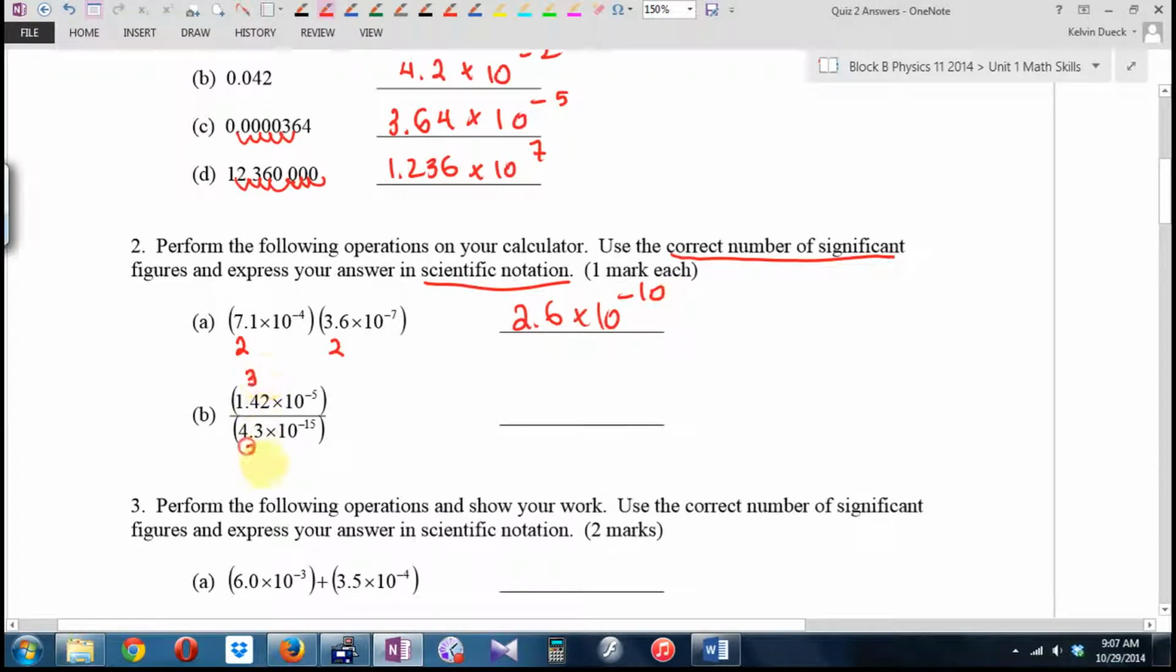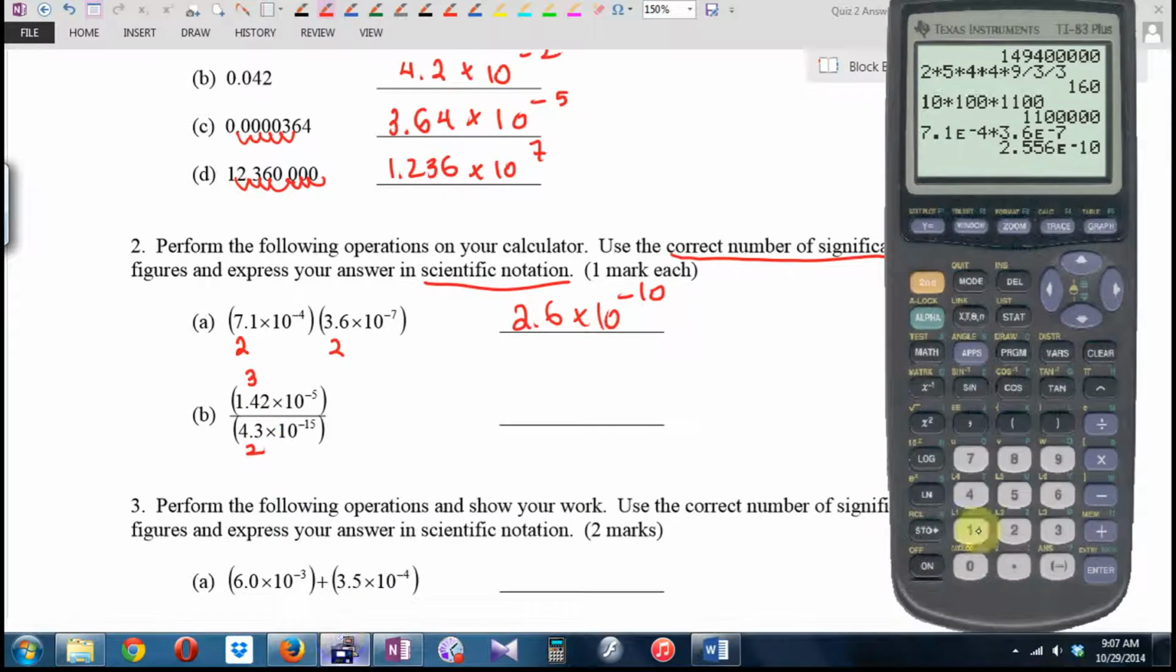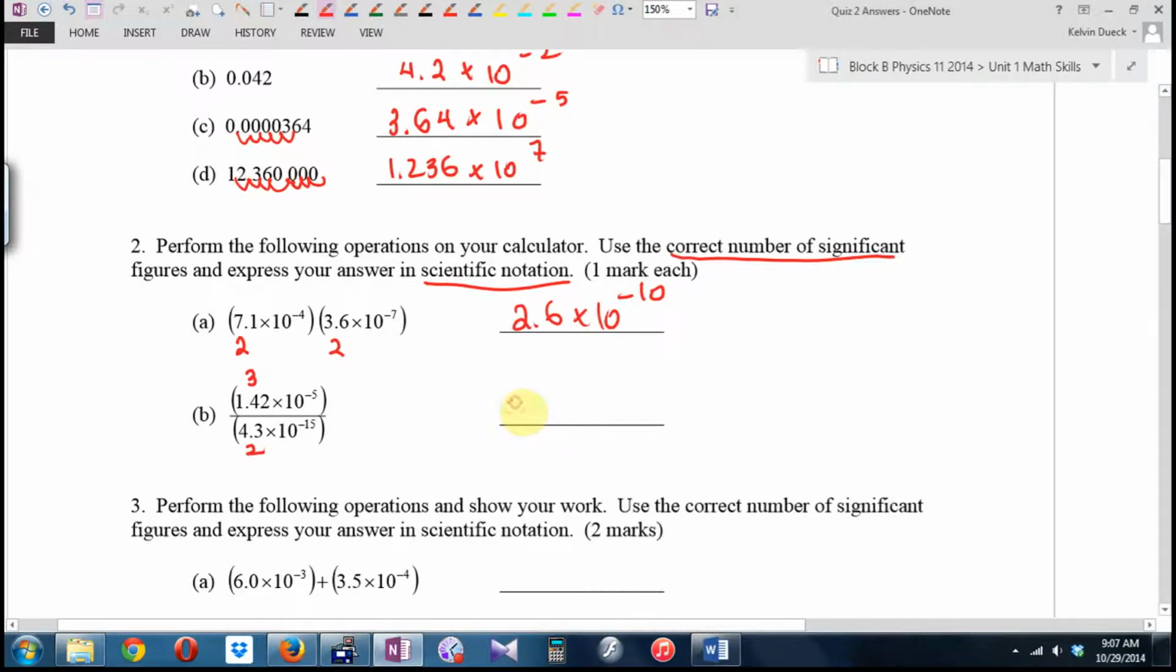3 sig figs, 2 sig figs. Two sig figs. 3.3 times 10 to the 1, 2, 3, 4, 5, 6, 7, 8, 9. Is that right?